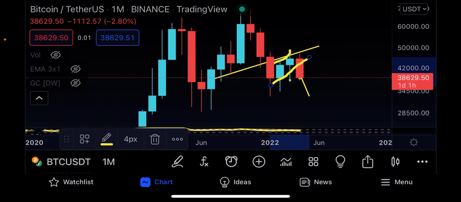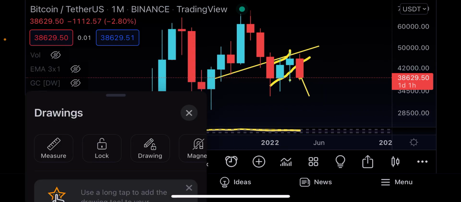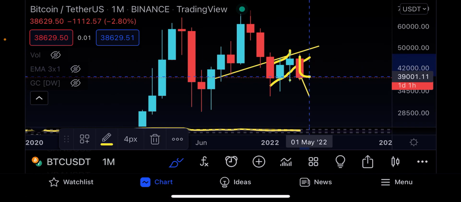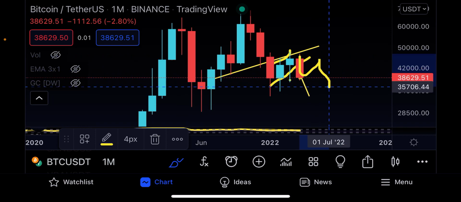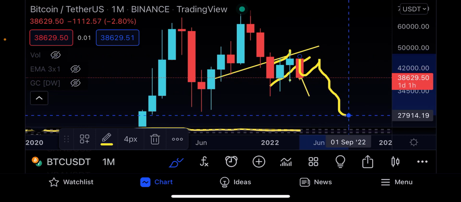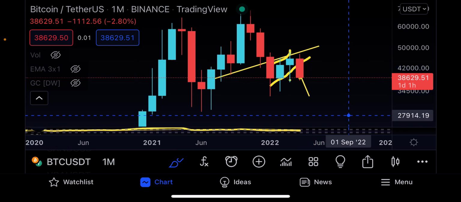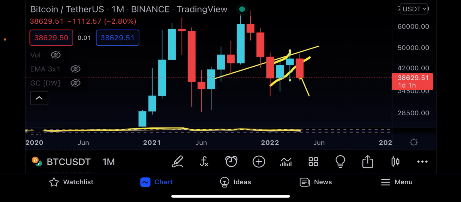Now let's say this is your bear flag. There could be something like this where you broke out of the flag and you go back to $46,000 to retest this bear flag, and then you get rejected, and then you potentially dump to $27,000, because the technical target of that bear flag is going to be $27,000.